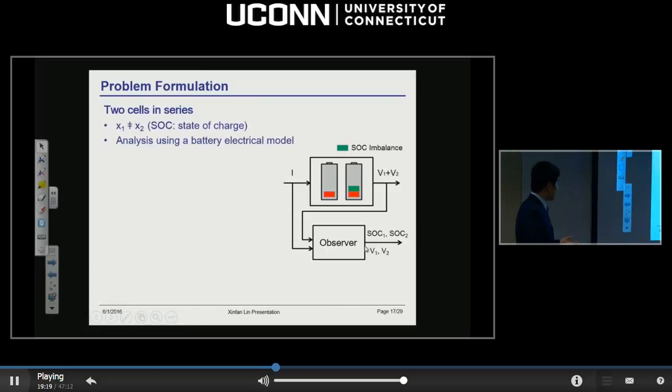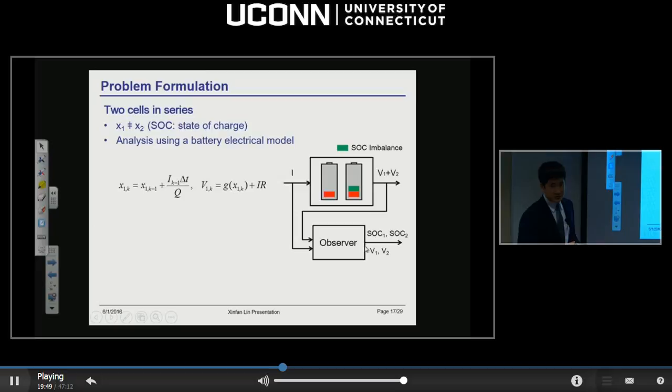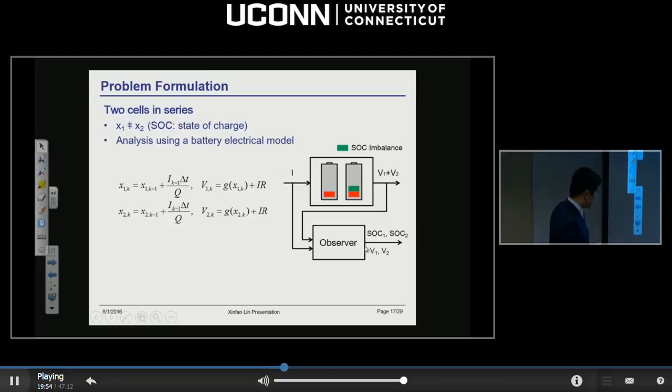So mathematically, we have two cells with different states, X1 and X2, and X here stands for state of charge. I will try to analyze this problem by using a battery electrical model, an equivalent circuit model. So basically, for each cell, the SOC of the cell X is calculated by summing the current over time divided by capacity Q. And the output voltage is a nonlinear function of SOC, G of X, the open circuit voltage, and also a voltage drop across the internal resistance. There also might be some dynamic terms in here, like RC pairs, which I didn't show here. And we have one of these equations for each cell.